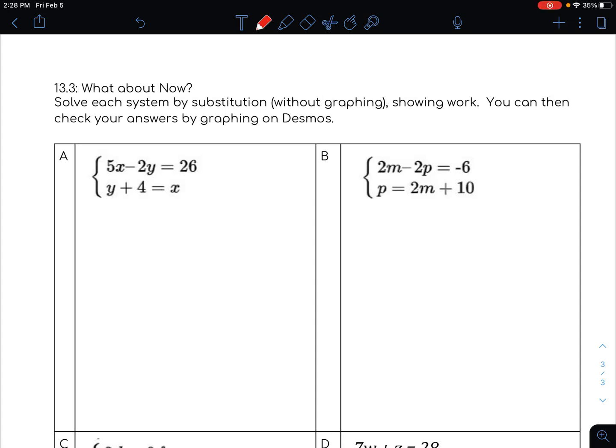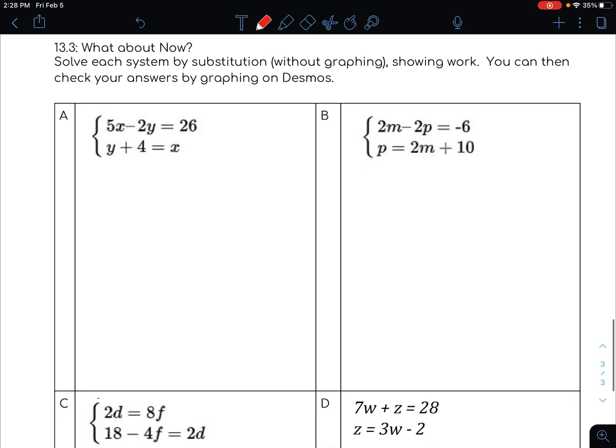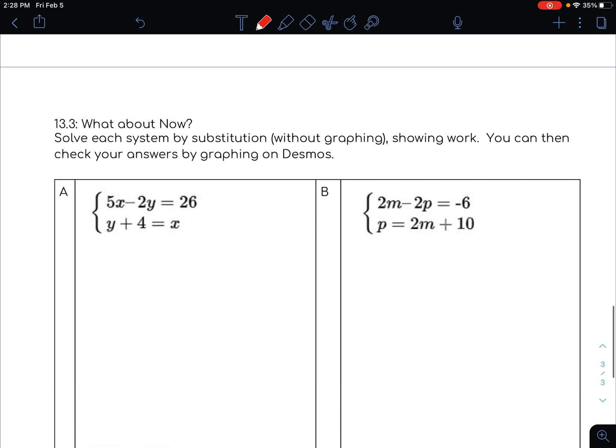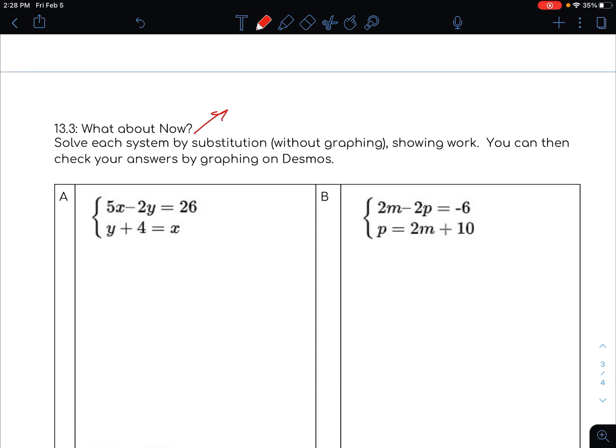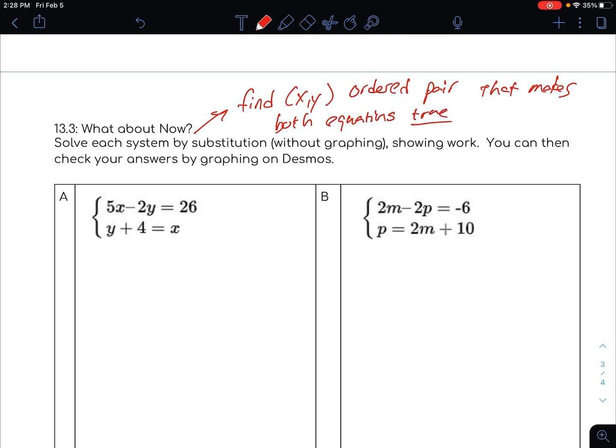All right, so now this really comes down to just practicing the method of solving a system by substitution without graphing and showing your work. I mean, we certainly can check our answers with Desmos. In fact, I always recommend doing that. And again, solving a system, whether it's substitution or any other method, is finding the x, y ordered pair that makes both equations true, that works in both equations.